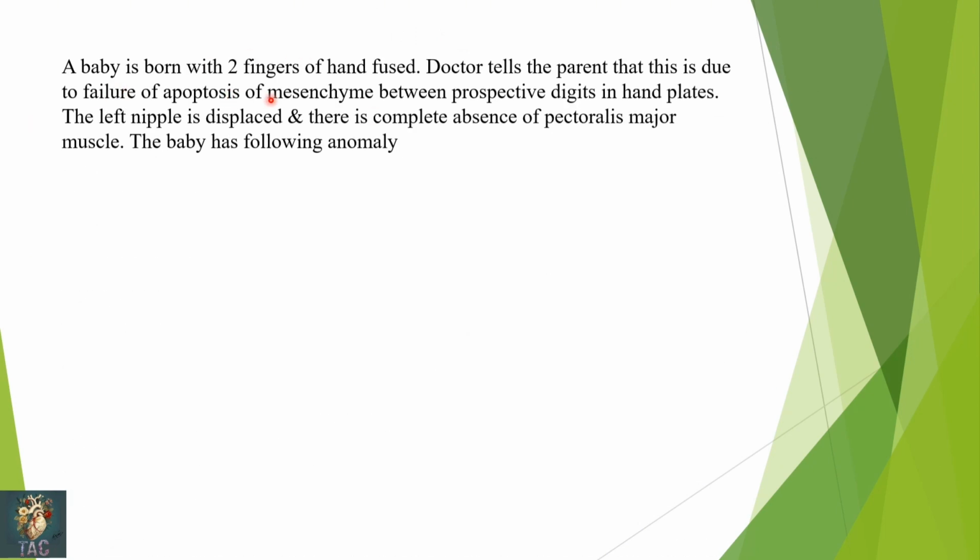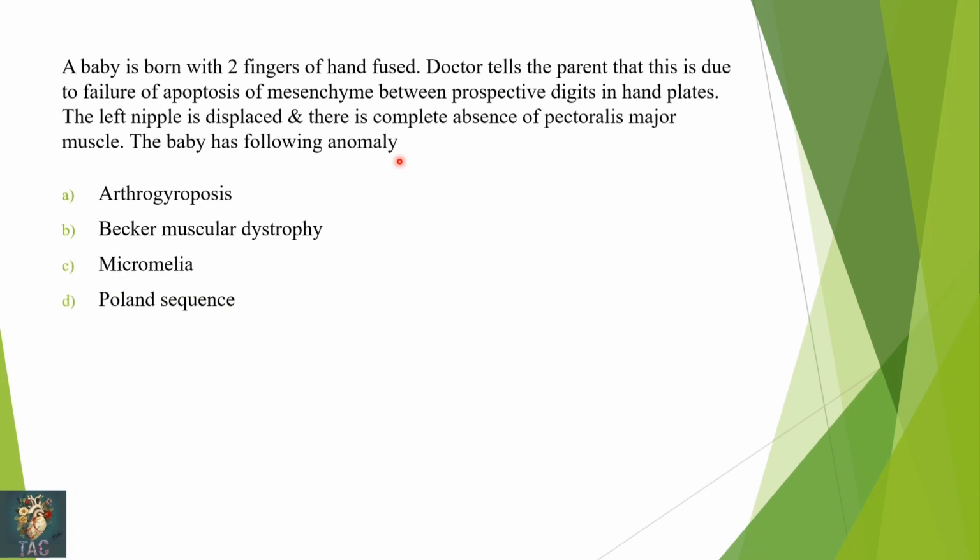A baby is born with 2 fingers of the hand fused. The doctor tells the parents that this is due to failure of apoptosis of mesenchyme between the respective digits in the hand plates. The left nipple is displaced and there is complete absence of the pectoralis major muscle. The baby has the following anomaly: arthrogryposis, Becker's muscular dystrophy, micromelia, or Poland syndrome. Becker's muscular dystrophy is basically muscular degeneration, micromelia is in which the limbs are smaller in size, and this is basically Poland syndrome, which is the correct option.